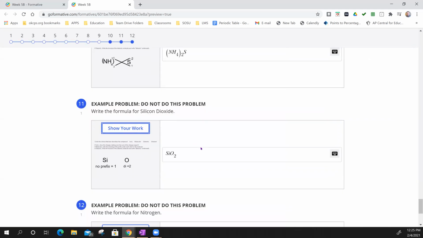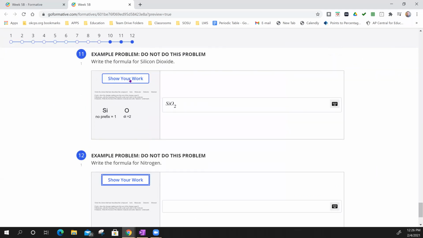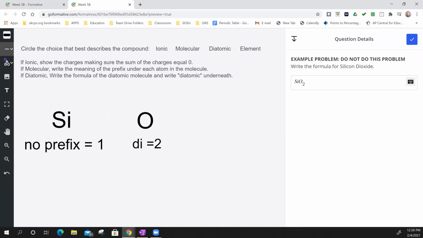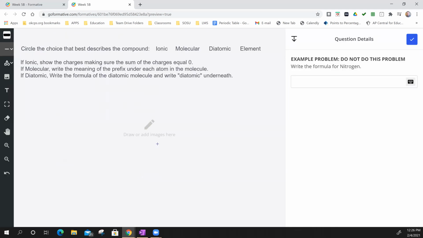That one is done. And then the last one says, write the formula for nitrogen. One thing we didn't do the last time, let's make sure we do this: you have to make sure that you identify the type of substance you have. You have a molecule, so make sure you identify that. Make sure you circle that. So on this one, we have nitrogen. Is nitrogen an ionic, molecular, diatomic, or element? It sounds like it's either diatomic or element because it's by itself.